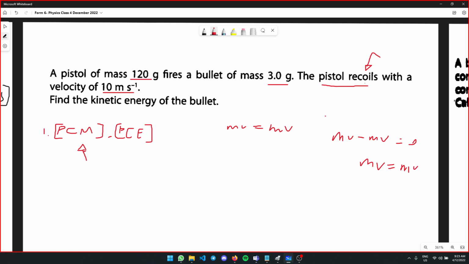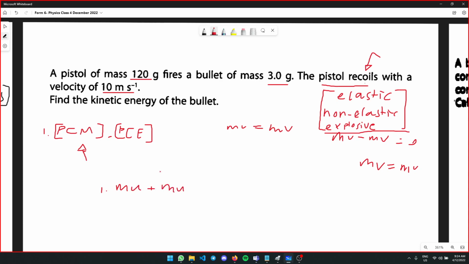There are three types of momentum interaction: elastic, non-elastic, and explosive. I think this brings back your memories. So for elastic, what does that mean? Number one, m1u1 plus m2u2. Two bodies: this is body one, this is body two. This is the momentum of body one, this is the momentum of body two, equals m1v1 plus m2v2.